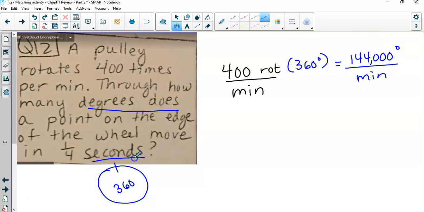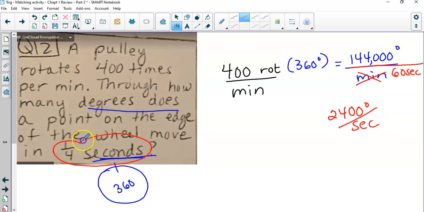The question, though, is asking for seconds. So let's start by getting rid of minutes, and we'll replace it with seconds. So I'm going to take that and divide by the 60, and I got 2,400 degrees per second. This question, though, is not asking for a full second. It says what happens in a quarter of a second. So you can multiply by 0.25 or you can multiply it by a fourth. Either way will give us the answer.